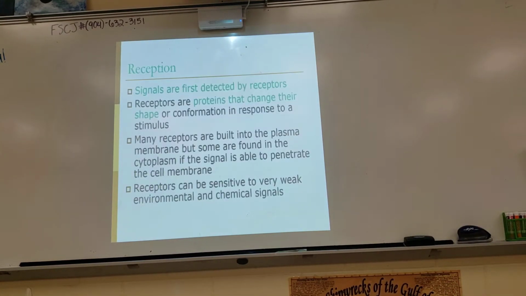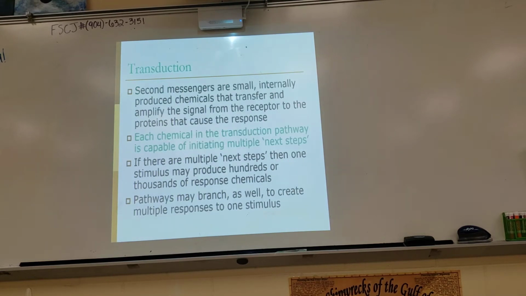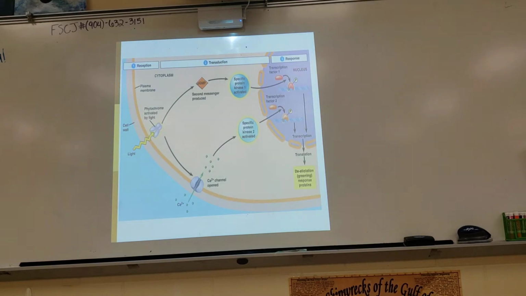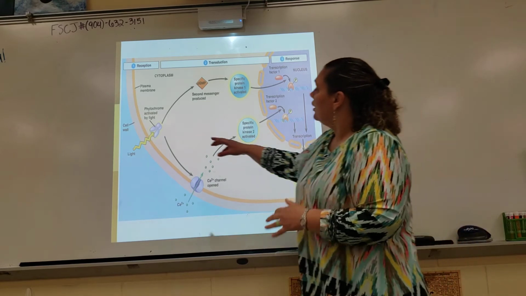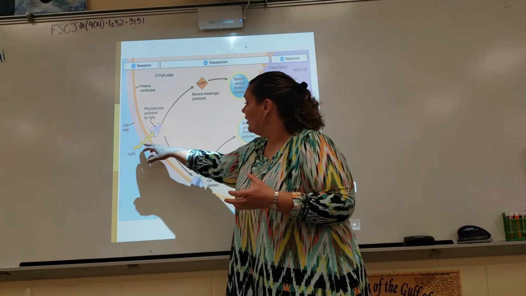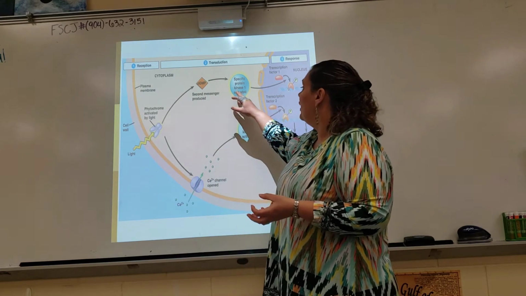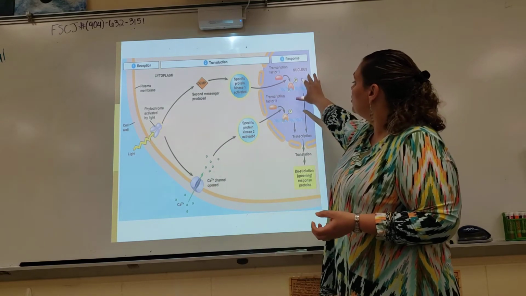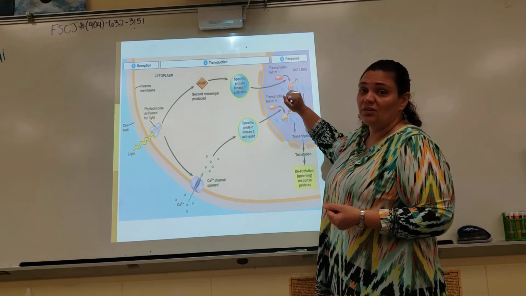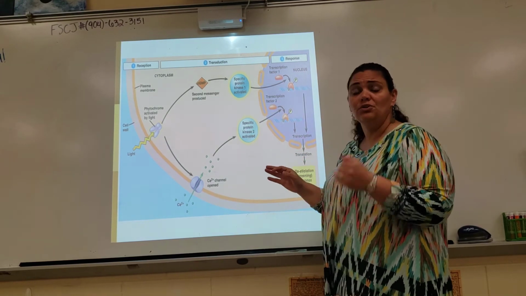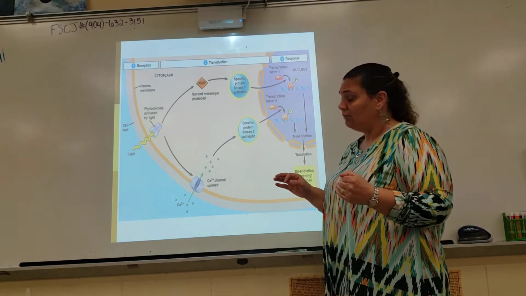Reception: signals are first detected by the receptors. Proteins are going to change their shape. Nothing new here. Transduction: each chemical in the transduction pathway is capable of initiating multiple next steps. So a lot of times these are multiple steps that go along the way. Right here, they're showing you a reception of light. A second messenger is produced. I'm going to have protein kinase 1 activated, which is going to cause the actual transcription to start. Remember, transcription going from DNA to RNA, right?